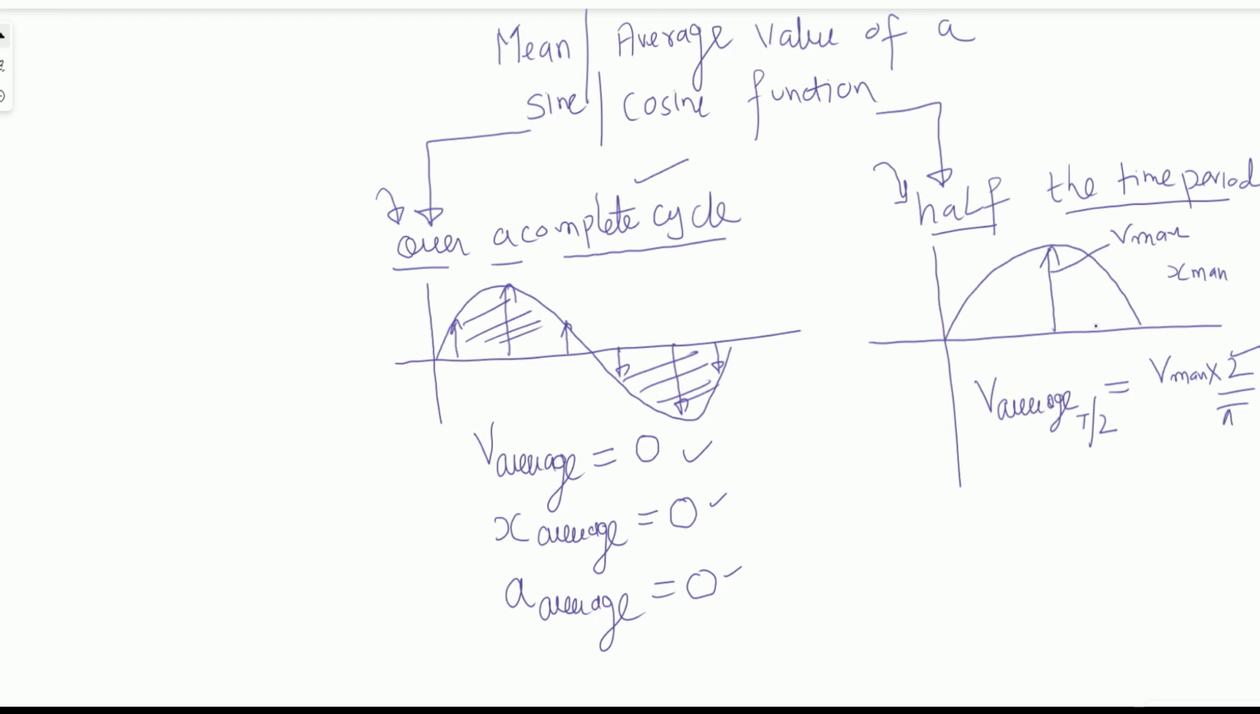I hope this made sense and brought some clarity in your mind as to how to address the mean or average value of sine or cosine function in a simple harmonic motion.